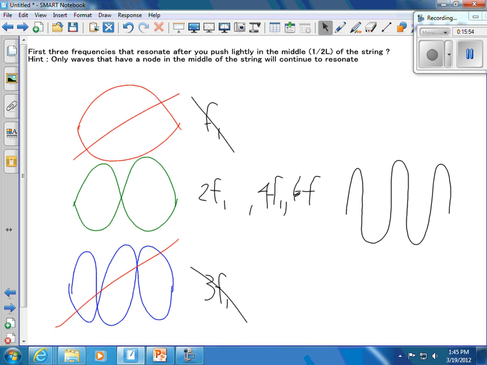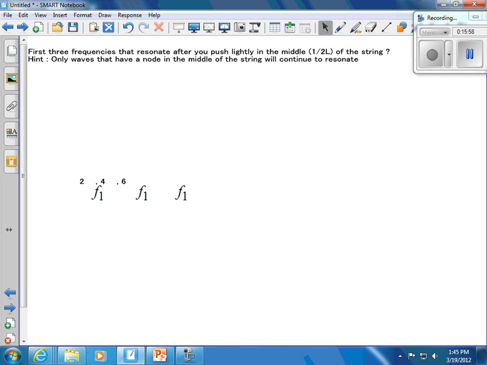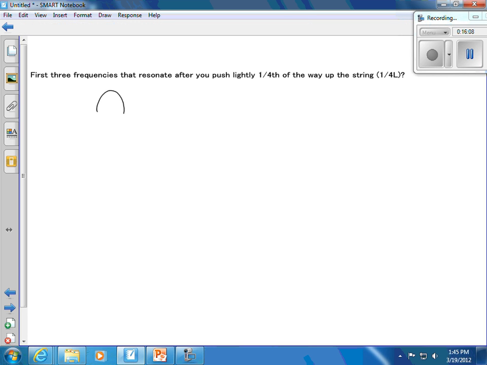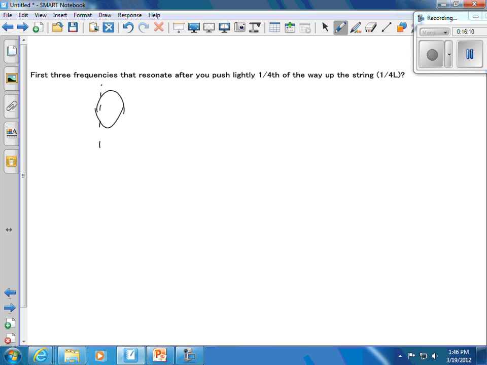There are similar patterns that you can do with pressing a third of the way down, a quarter of the way down, etc. So here are 2, 4, and 6 times the original frequency. What are the first 3 frequencies that resonate after you push lightly a quarter of the way down? Here's a quarter of the way down. So this one dies, and the 3 F1 dies. What lives, though, is the 4 F1 pattern.